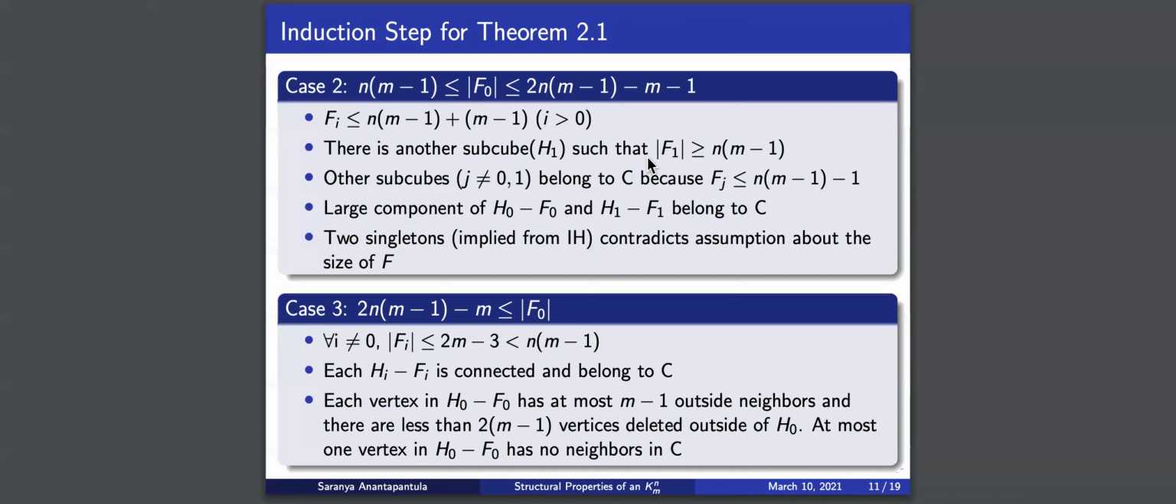Then for case 3, the size of f of 0 is at least 2 times n times m minus 1 minus m. Then the rest of the subcubes are, by using case 1, a part of C. Each vertex in H0 minus F0 has m minus 1 outside neighbors, and because we delete fewer than 2 times m minus 1 vertices from C, at most one singleton is separate from C, and that case is true, concluding the proof.